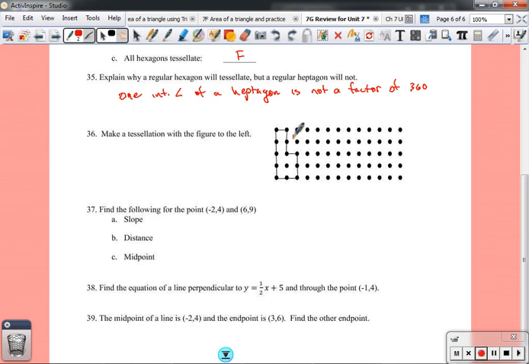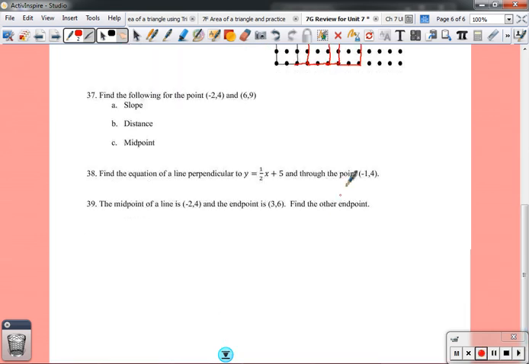Make a tessellation with the figure to the left. This is literally, like, we are literally asking you to play connect the dots on a test. When you guys complain about how hard geometry is, please know that on this test we asked you to connect the dots. This is a game that you play while you're waiting for your chicken and fries at Red Robin with crayons. Slope, distance, midpoint. This has been on every test. It'll continue to be on every test. You're hurting our feelings when you don't get this right.